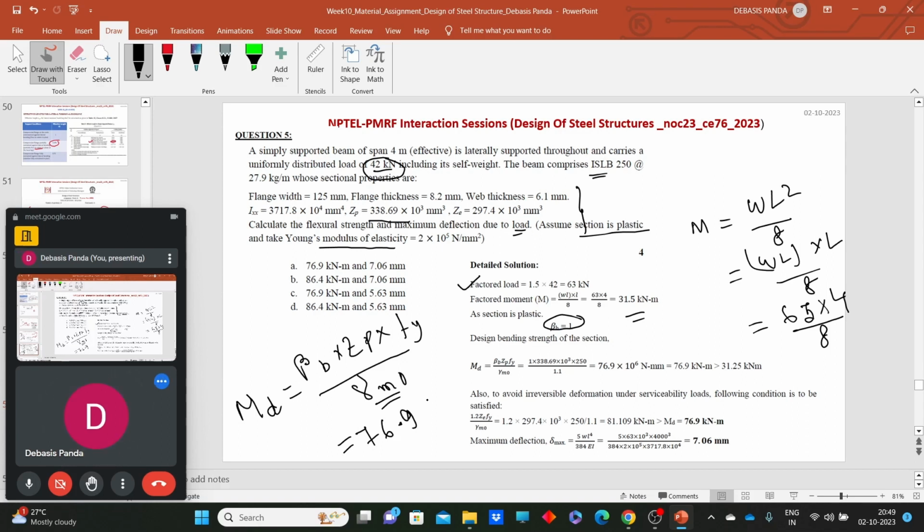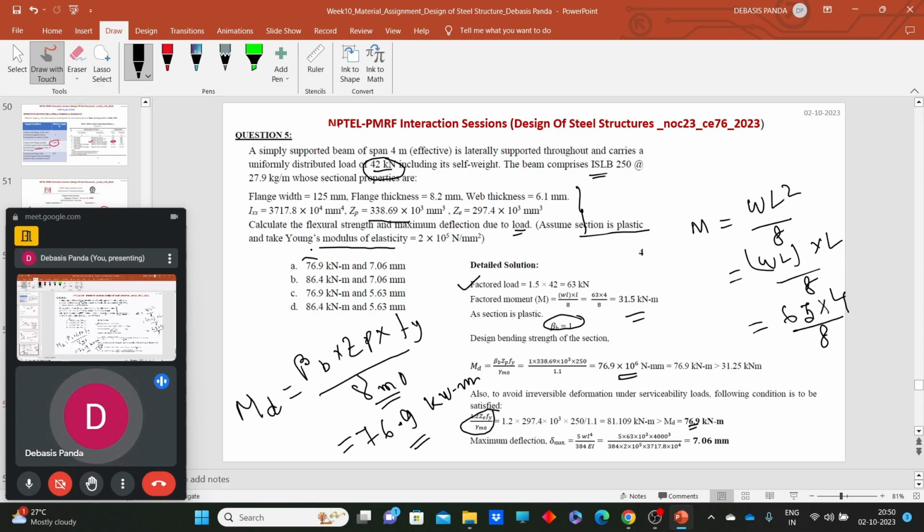So if you calculate this, this value comes as 76.9 kilonewton meter. Here Newton millimeter is given, so it is 76.9 kilonewton meter. Now this is a simply supported beam, so we need to check for one more condition, that is 1.2 Ze Fy by gamma M0. This value is also coming as 76.9. So what will be the value of Md? Obviously 76.9.